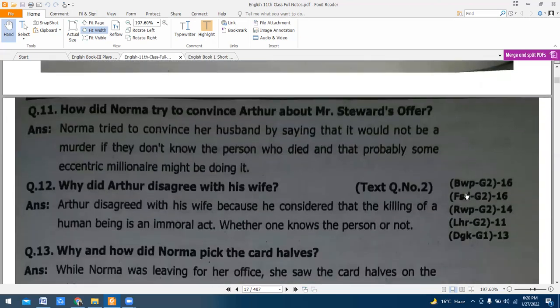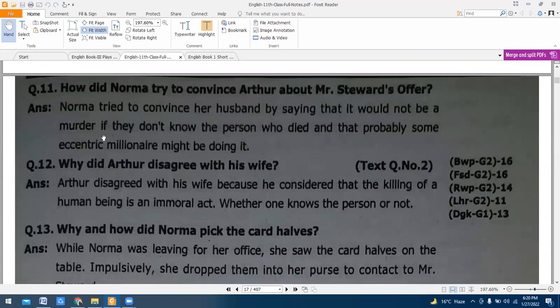Question 11, extra question. How did Norma try to convince Arthur about Mr. Stewart's offer? Norma tried to convince her husband by saying that it would not be a murder if they don't know the person who died and that probably some eccentric millionaire might be doing it.